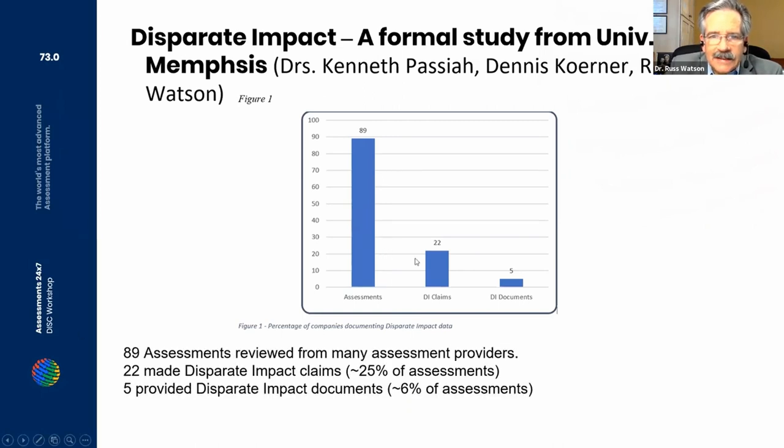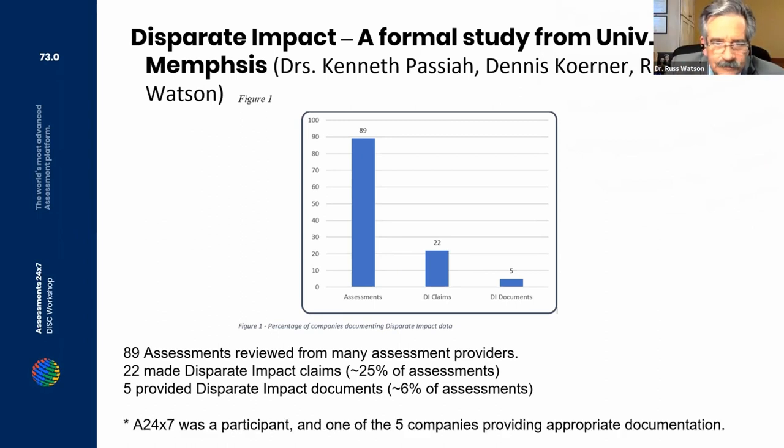And of the 89 assessments, 22, which is really 25% of the assessments, made disparate impact claims. Five provided disparate impact documentation. That was 6% of these 89, a wide variety of assessments, not just DISC, but bunches of others. Full disclosure, Assessment 24/7 was a participant, and it was one of the five companies providing appropriate documentation.